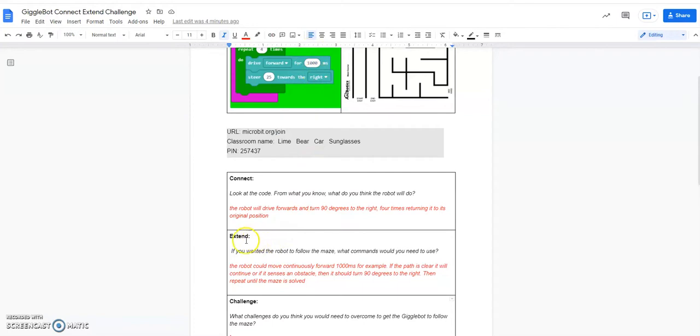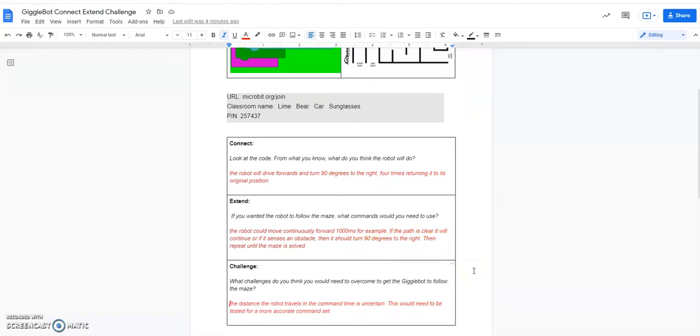Now the routine extends that. If you wanted the robot to follow the maze, what commands would you need to use? So they've got to think about, it's got to go forward, it's got to take in sensing obstacles, and it's got to turn, the student says, got to turn to the right, and then it's got to repeat that until the maze is solved. Well, that would certainly help the student begin to unpack the challenge.